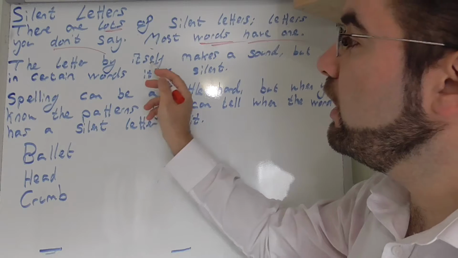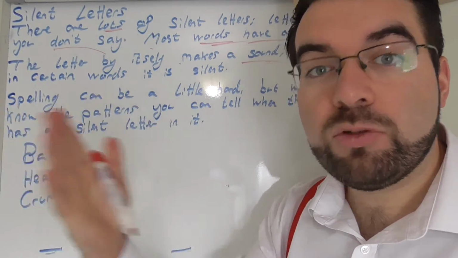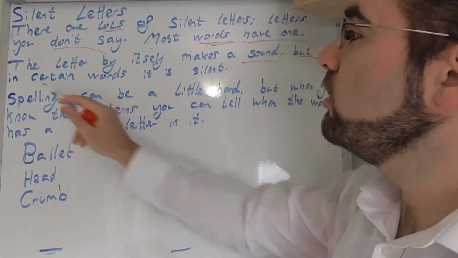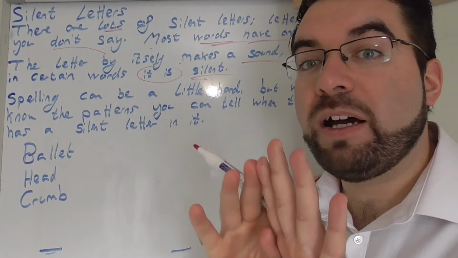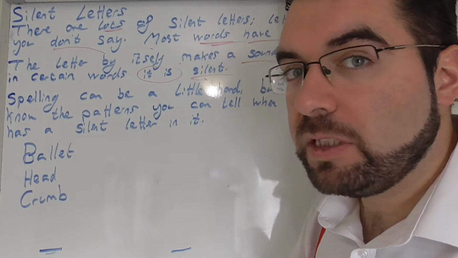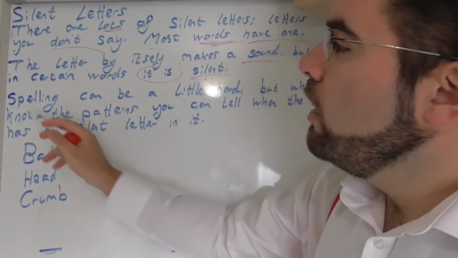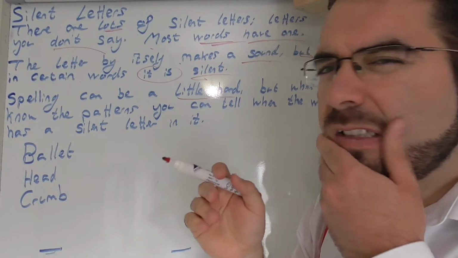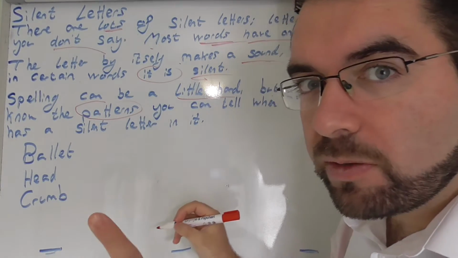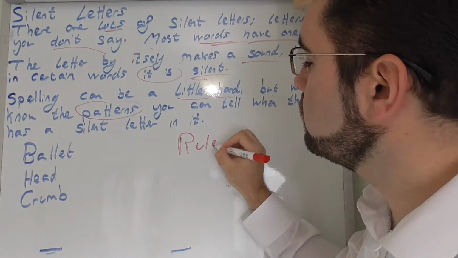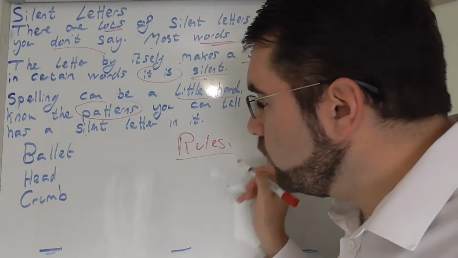The letter by itself makes a sound. So the letter, as it is, does make a sound, but in certain words it is silent. So when these letters combine together, one of them might be silent, even though in the alphabet you say a noise. There's a sound. So spelling can be a little hard, but when you know the patterns, the rules, very important, the rules, you can tell when the word has a silent letter in it.